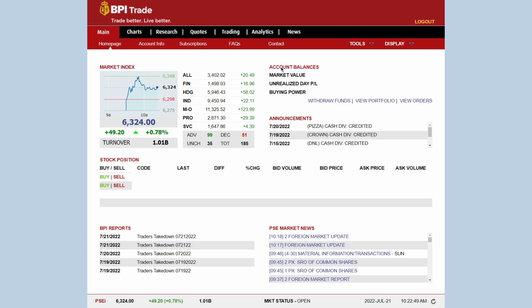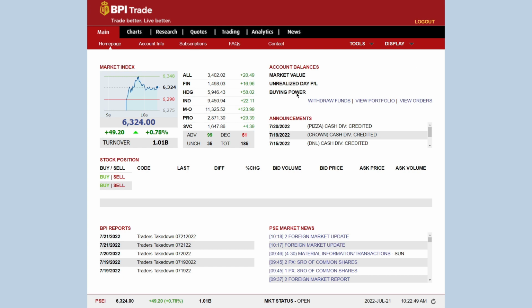Then dito sa right side, account balances. So ito yung balance ng iyong trading account or investing account. Market value, that's basically the current value of your investments. So for example, nag-invest ka ng 1 million pesos and then kumita ka today, so far ng 10%. So magiging market value na lalabas dito is 1.1 million pesos or 1,100,000 pesos. And then yung unrealized day profit and loss mo, P&L, is 100k kasi kumita ka nga ng 10% today.